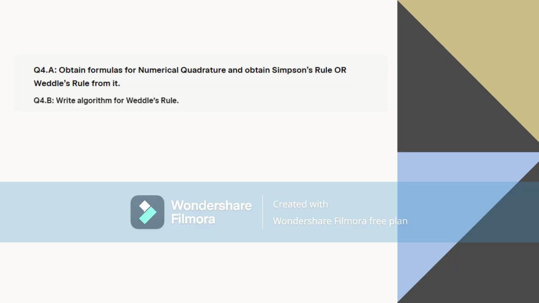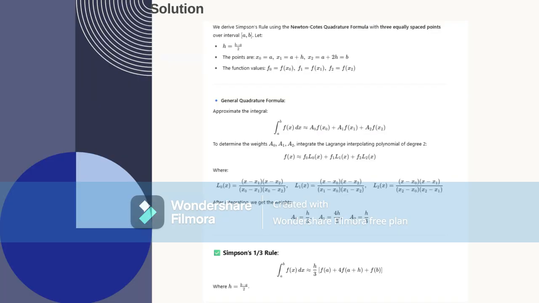We derive Simpson's rule using the Newton-Cotes quadrature formula with 3 equally spaced points, where h equals (b minus a) by 2. The points are x0 equals a, x1 equals a plus h, and x2 equals a plus 2h, which is also equal to b. The function values are f0 equals f of x0, f1 equals f of x1, f2 equals f of x2.